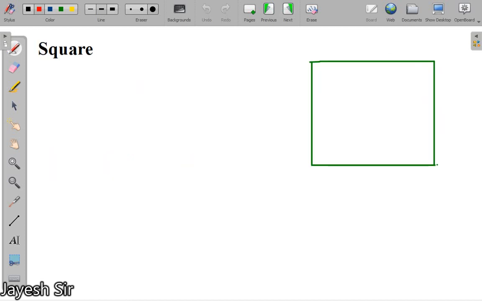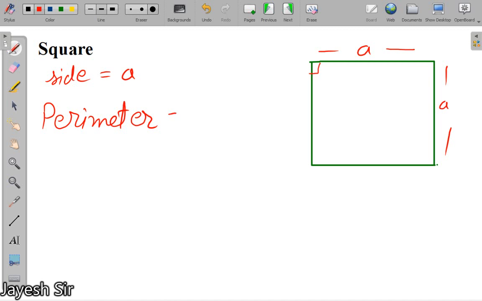Next shape is a square. How does a rectangle differ from a square? All sides of a square are equal, whereas only opposite sides of a rectangle are equal. We let the side of the square be A. So the parameter of a square will be 4 into A: A plus A, 2A, 2A plus A, 3A, 3A plus A, 4A. So 4 into A.